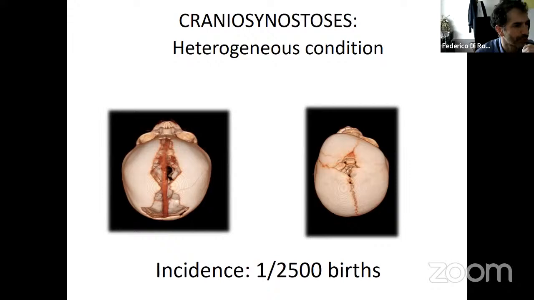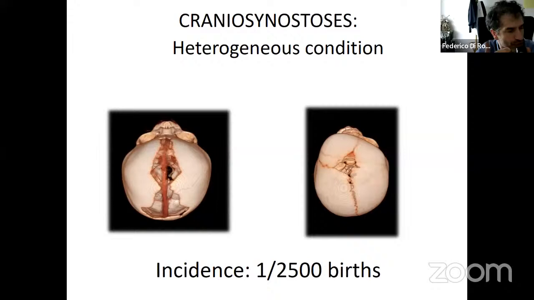And we're talking about a rare disease occurring in 1 out of 2,500 births, even though the actual incidence is an estimate. We don't know exactly what it is in the different countries. We know that there are some variabilities among the countries worldwide. And probably in the last decades, the actual incidence studies show that it increased.